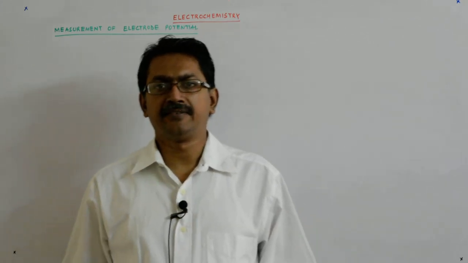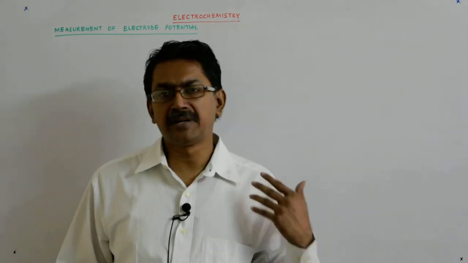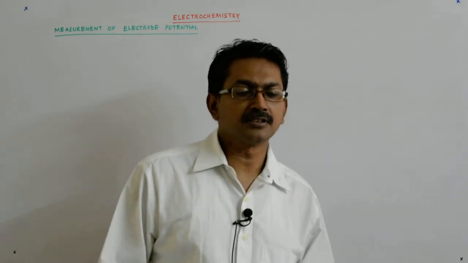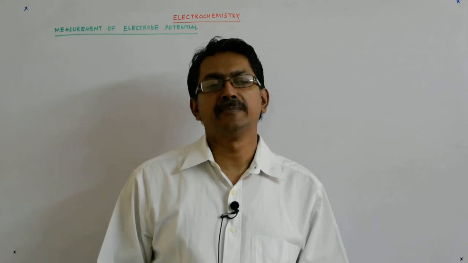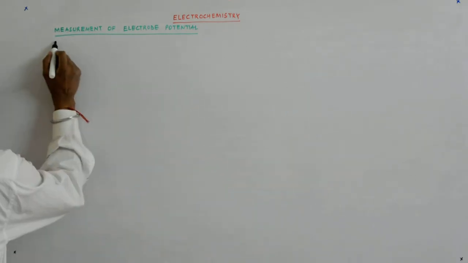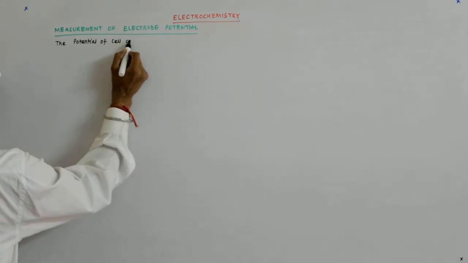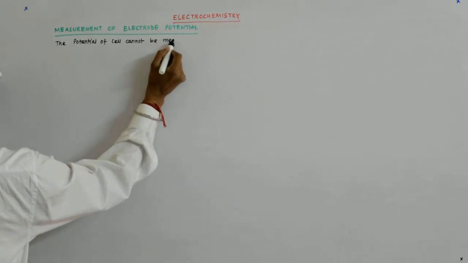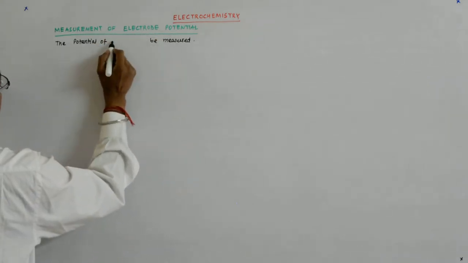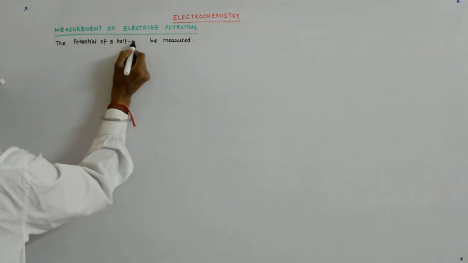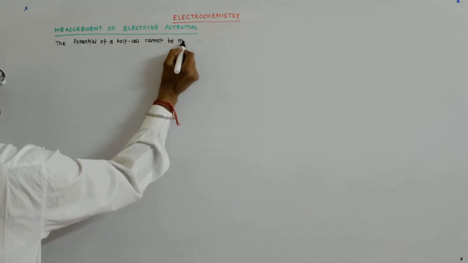Now we said that we define all the electrode potentials as standard reduction potential, but then how do you measure that? How do you measure the standard reduction potential of a cell? See, the trouble is the individual isolated potential cannot be measured, right? So the potential of a half cell cannot be measured.